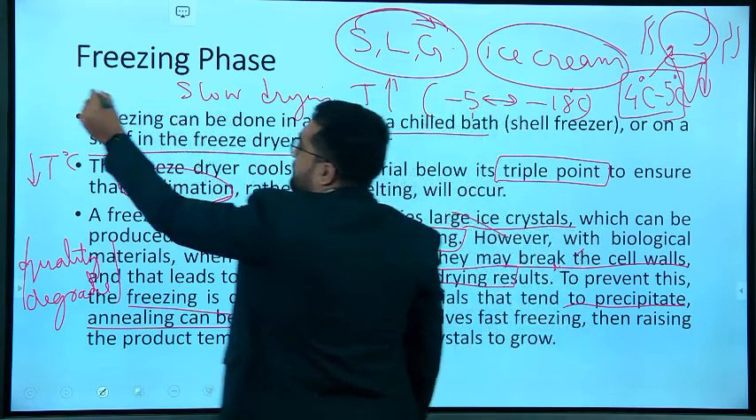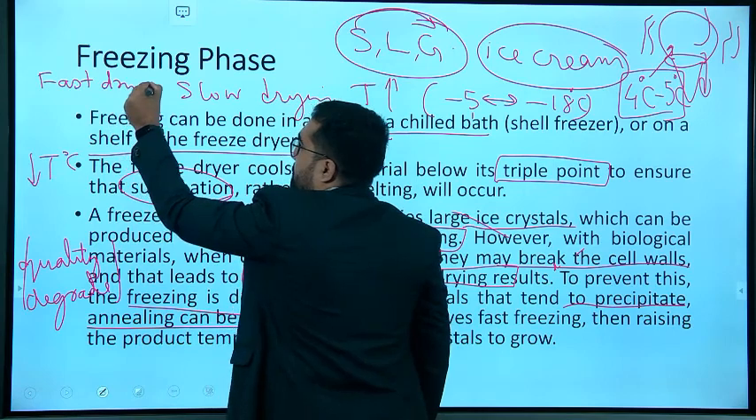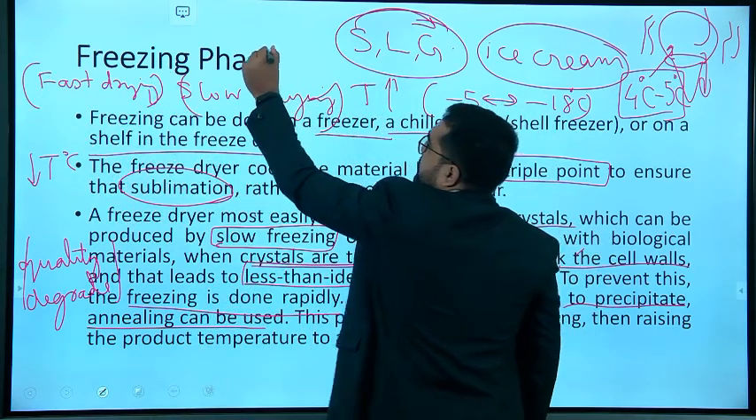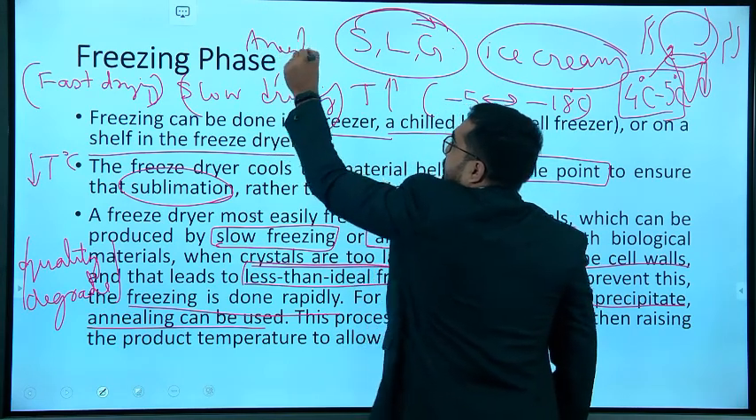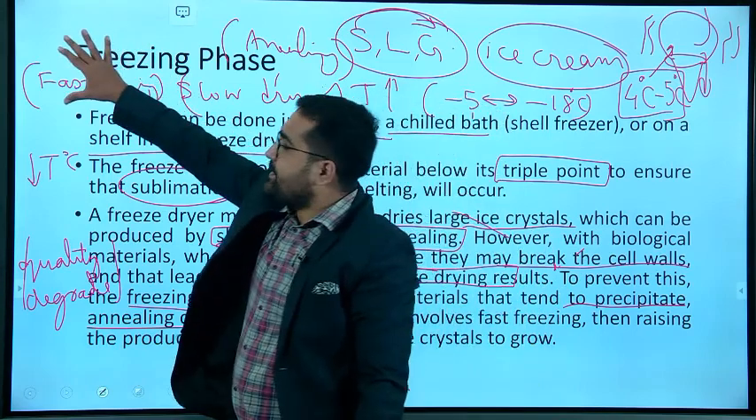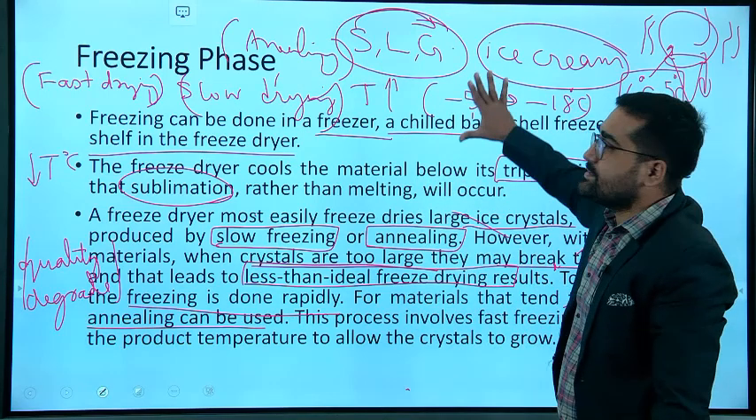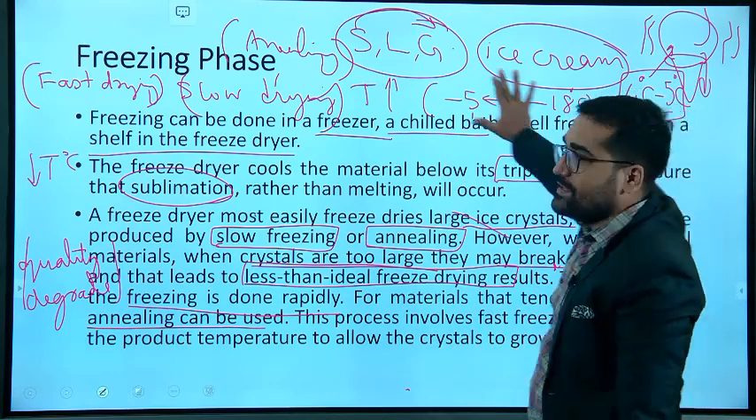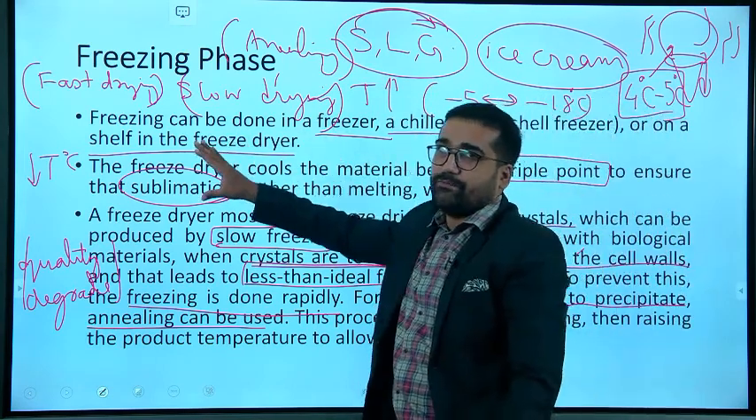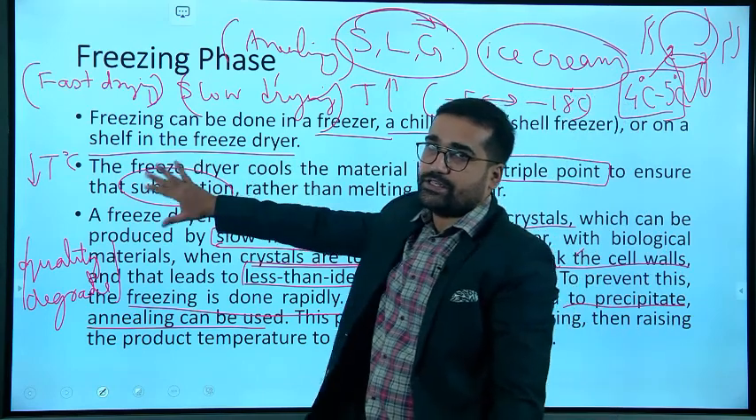Slow drying and fast drying phase. Okay, this slow drying, we generally go to the meat. This is also known as annealing. Fast drying we will see later, where we do fast drying. So this is it in the first stage. In the first stage, with the help of a freezer or chiller, we try to freeze our product, and we also try to keep the temperature below the sublimation temperature, the triple point temperature, so that sublimation occurs.